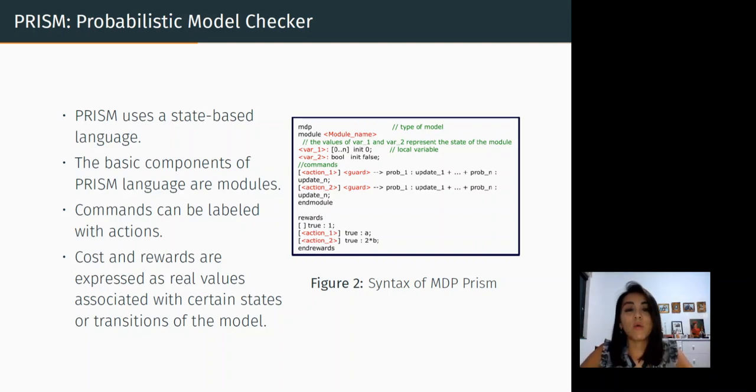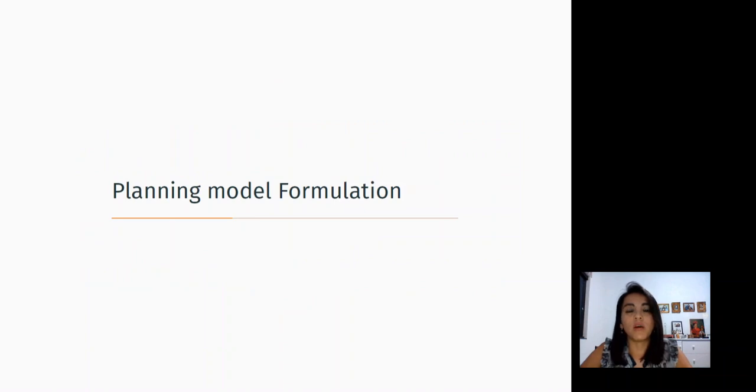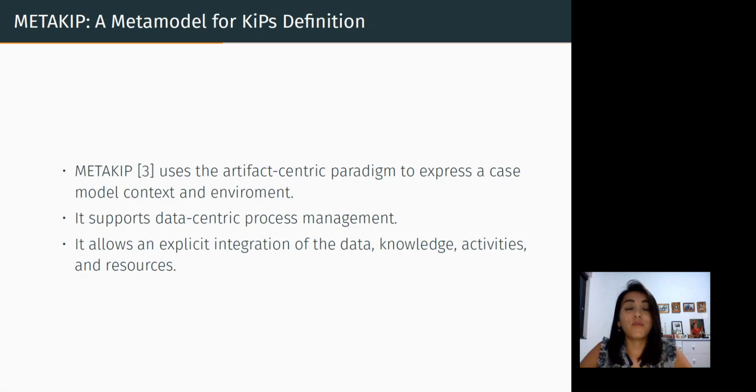Costs and rewards are also expressed by PRISM. Cost and reward represent the certain costs associated to some transition of the model. So in order to define the process modeling as a planning problem, we need to formulate the planning model. For that, we use the MetaKeep meta model, which is a former work developed by us.